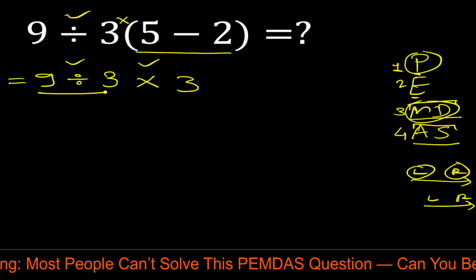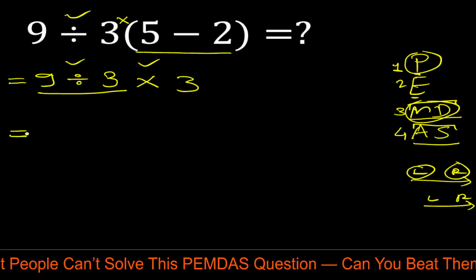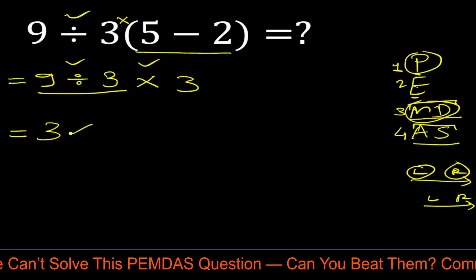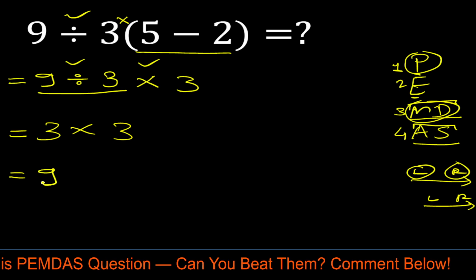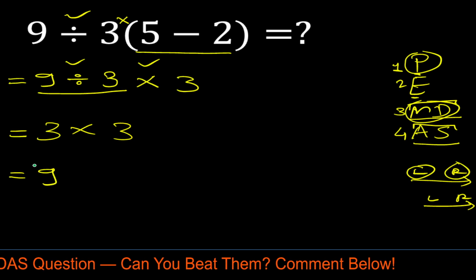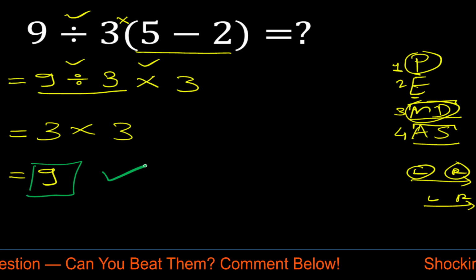So first we have to solve this division, right? So 9 divided by 3 is equal to 3, times 3. So 3 times 3 is equal to 9, right? So the correct answer is 9.